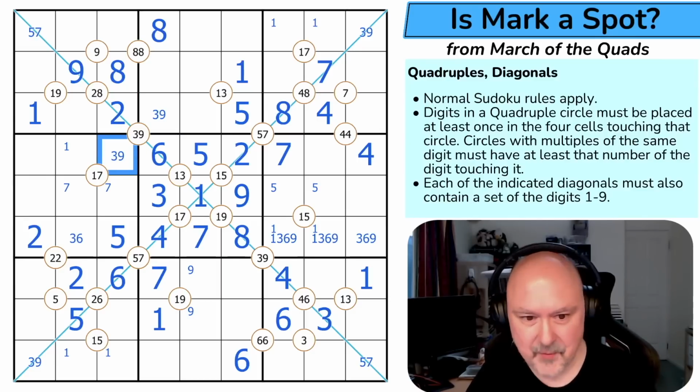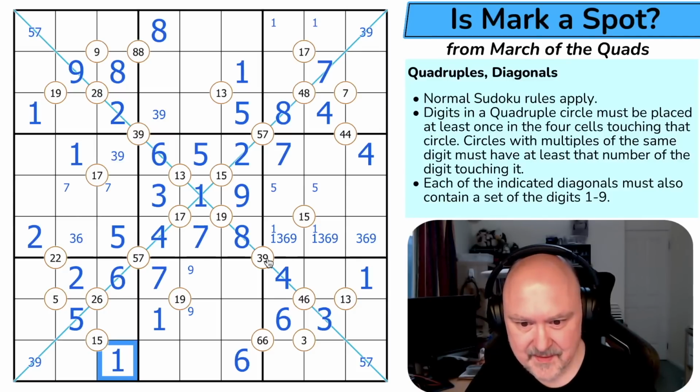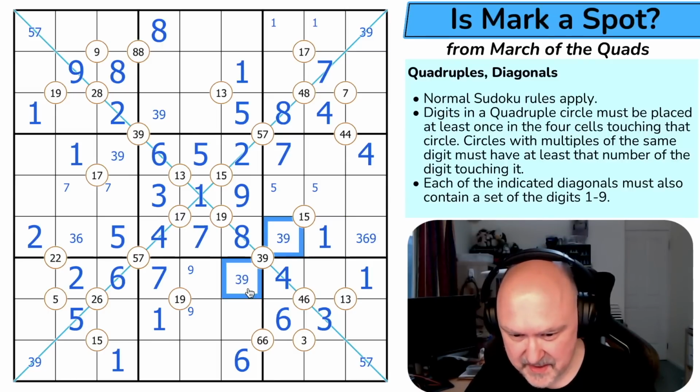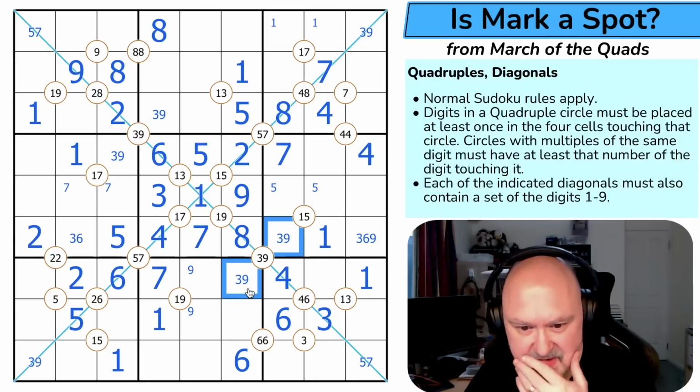So this isn't the 1. This is the 1, which means this isn't the 1. This is the 1. This is also a 3, 9. So there's no 1 or 6 here. So this is the 1. This is a 3, 9. This is a 3, 9. How do I use the 3, 9? There's got to be some way of using this 3, 9.